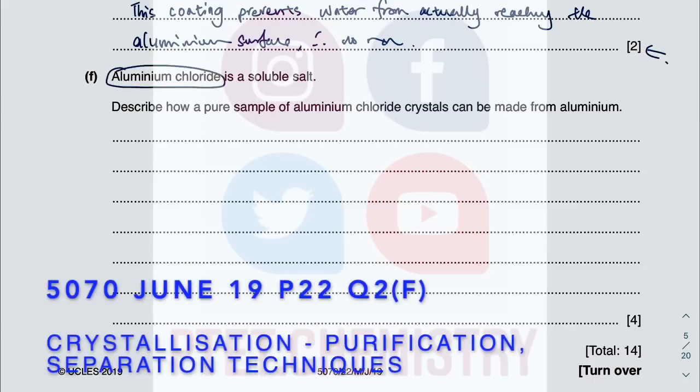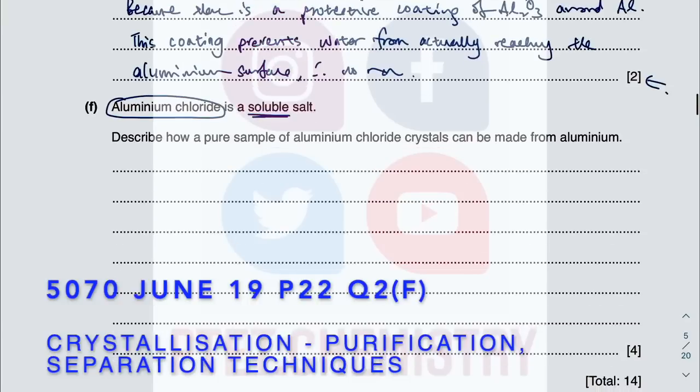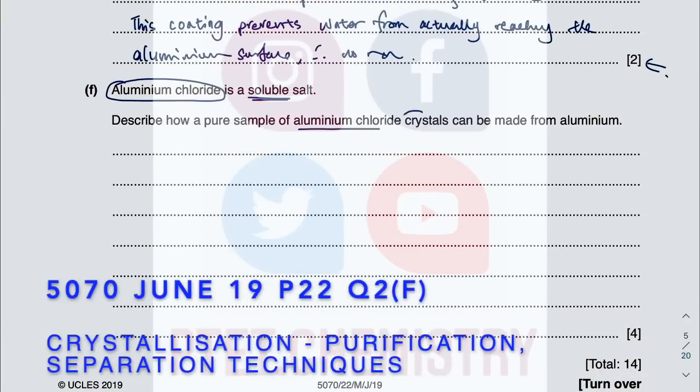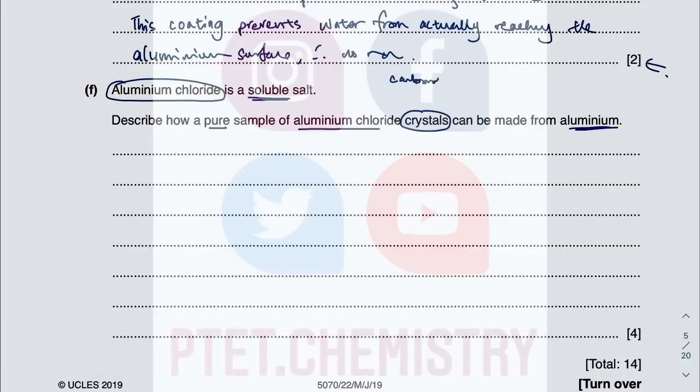Aluminium chloride is a soluble salt, so it dissolves in water, okay? How can you get aluminium chloride crystals? You need crystals, and you start from aluminium. Typically you can think about carbonate plus acid giving you salt plus CO2 plus H2O. But then you might not be aware of the solubility of aluminium carbonate. So what we can also use, which for sure will work, is metal plus acid, which will give you salt plus hydrogen.